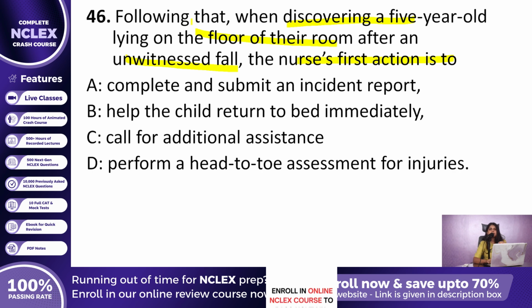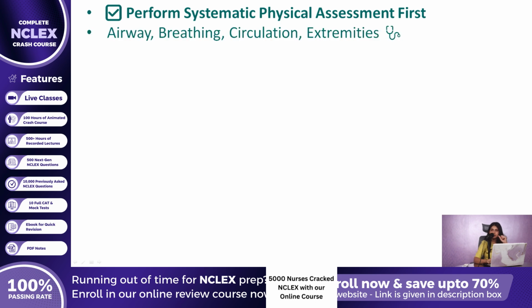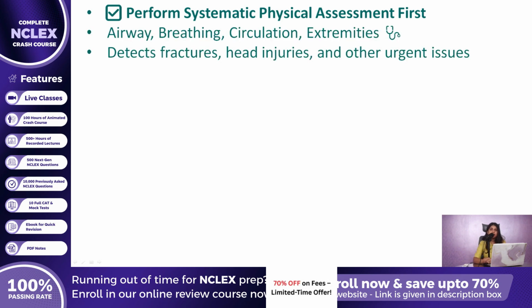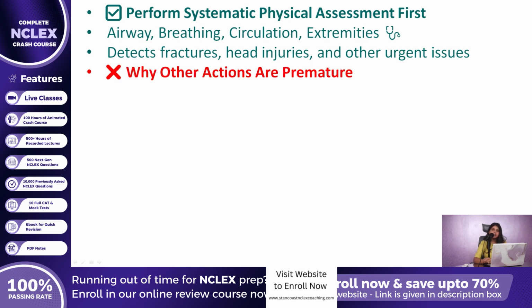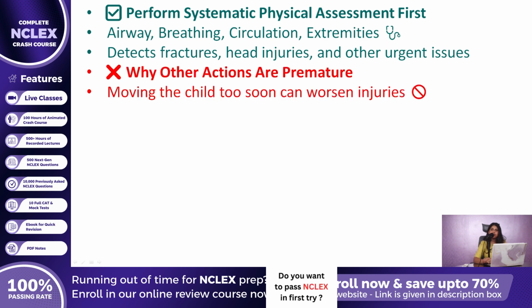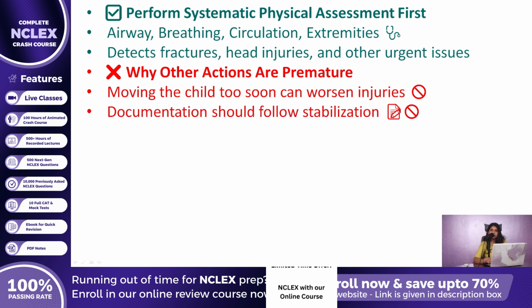The correct answer is D, because a systematic physical assessment, including airway, breathing, circulation, and examination of extremities, identifies fractures, head injury, or other urgent issues before any movement or documentation. Additional assistance may be needed after the child's condition is clarified, but initial priority is assessing for hidden trauma. Moving an injured child prematurely can exacerbate injuries, and incident reporting follows stabilization.